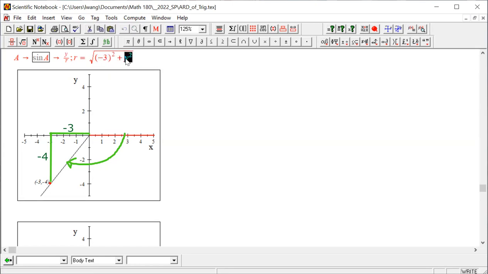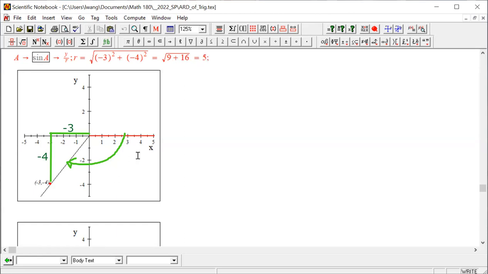Our y is -4. And continue the calculation. Okay, -3 squared is 9, -4 squared is 16, and then we get a square root of 25 again, and the square root of 25 is 5.